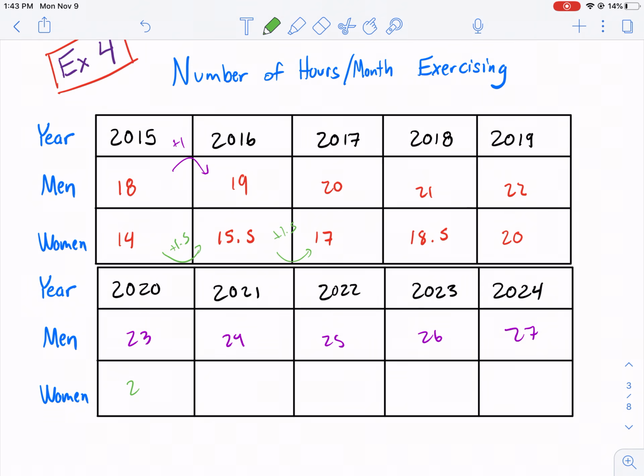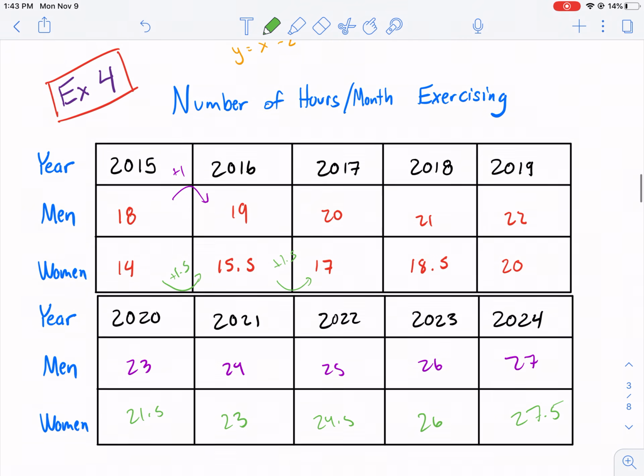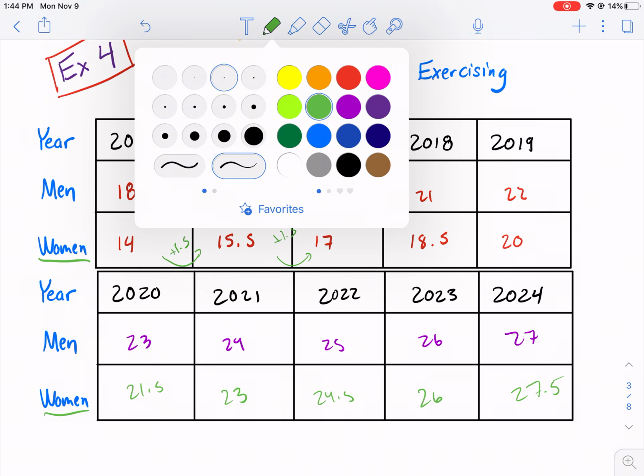So what happens here? We have 21.5, then we have 23, then we have 24.5, then we have 26, and then we have 27.5. So women end up overtaking the men by the year 2024. But what is it asking? Well, if it's asking for the solution to the two different equations, we would have women be one equation and men be the other equation.